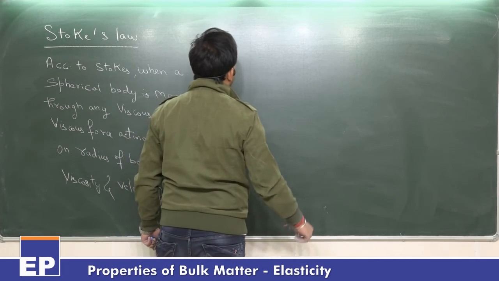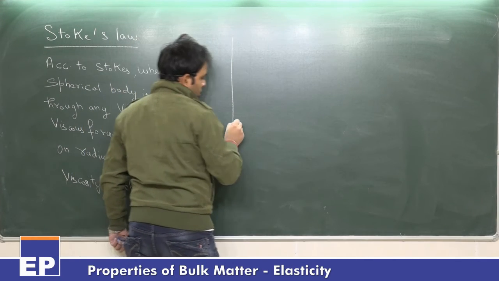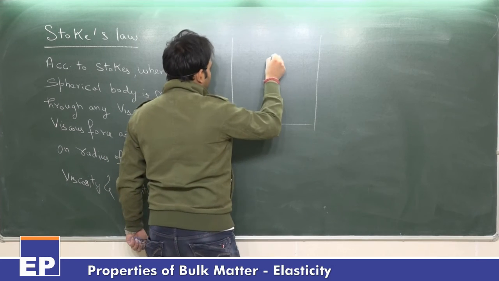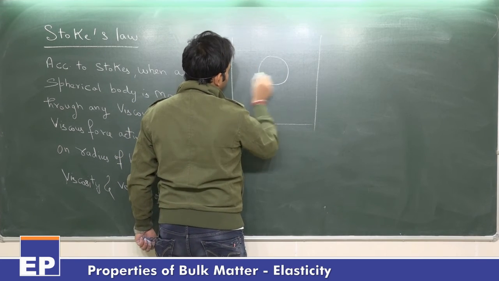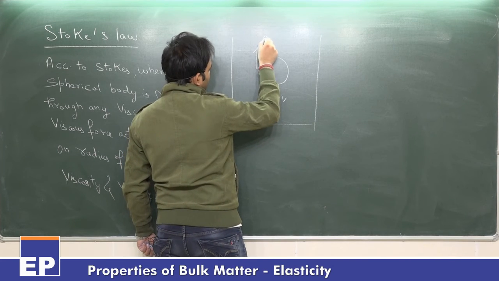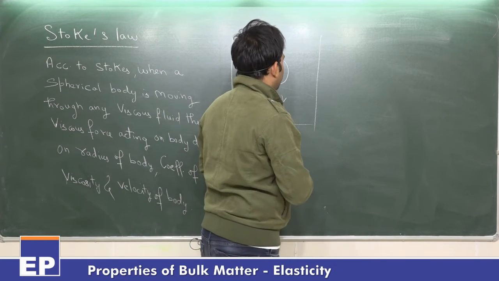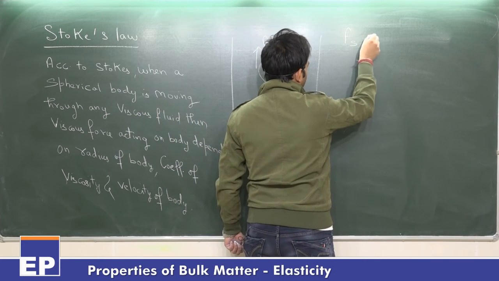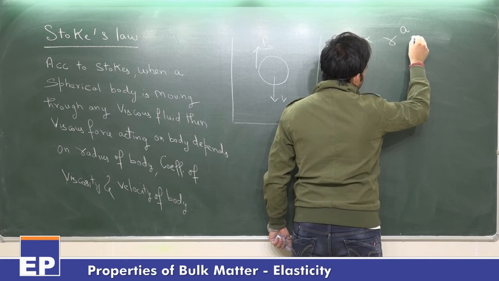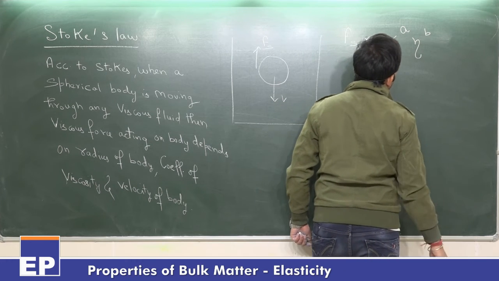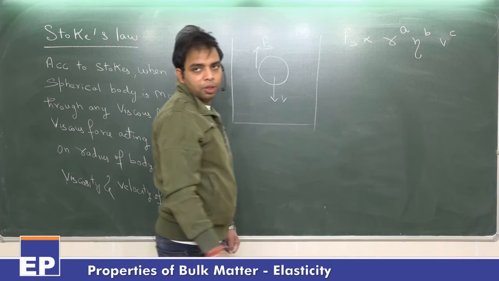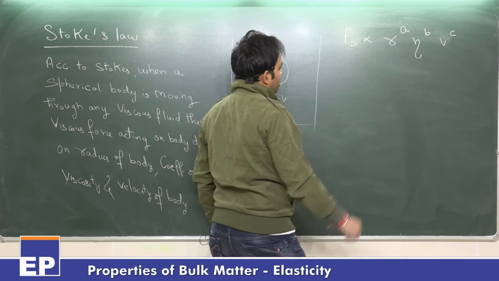Meaning if anything is flowing, then it depends on all these things. If we have this body moving in a fluid with some velocity v, then a viscous force Fs will act on this body. It depends on radius raised to power a, eta raised to power b, and v raised to the power c. But we don't know the values of a, b, c. The values of a, b, c are calculated by dimensional analysis.